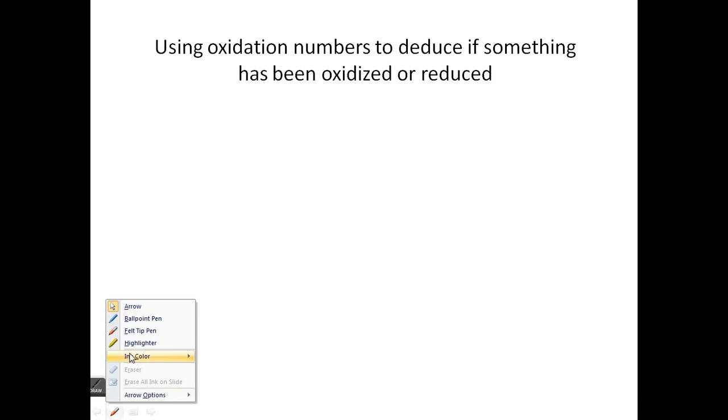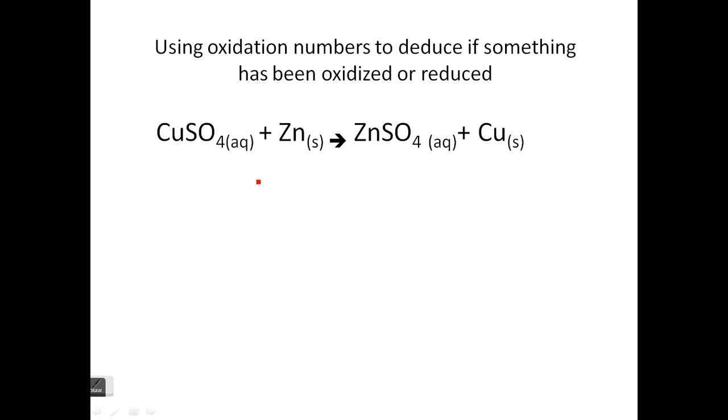Okay, so let's look at an example, and this example is using oxidation numbers to deduce if something has been oxidized or reduced. Now, this equation here is for a reaction that we carried out in the science lab, and we calculated the enthalpy change of reaction. We had copper sulfate, which is a blue solution. We added some zinc, and we made zinc sulfate plus copper. Okay, so we're going to have a look at which species has been oxidized and which has been reduced.